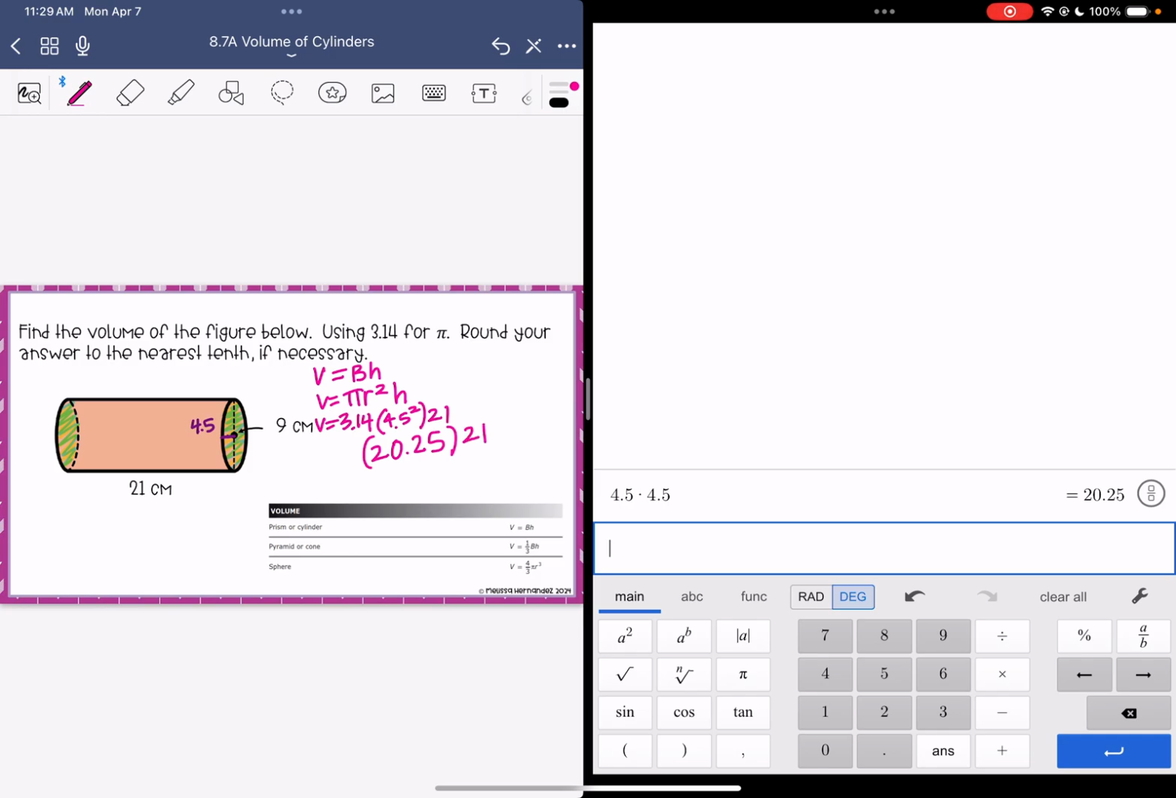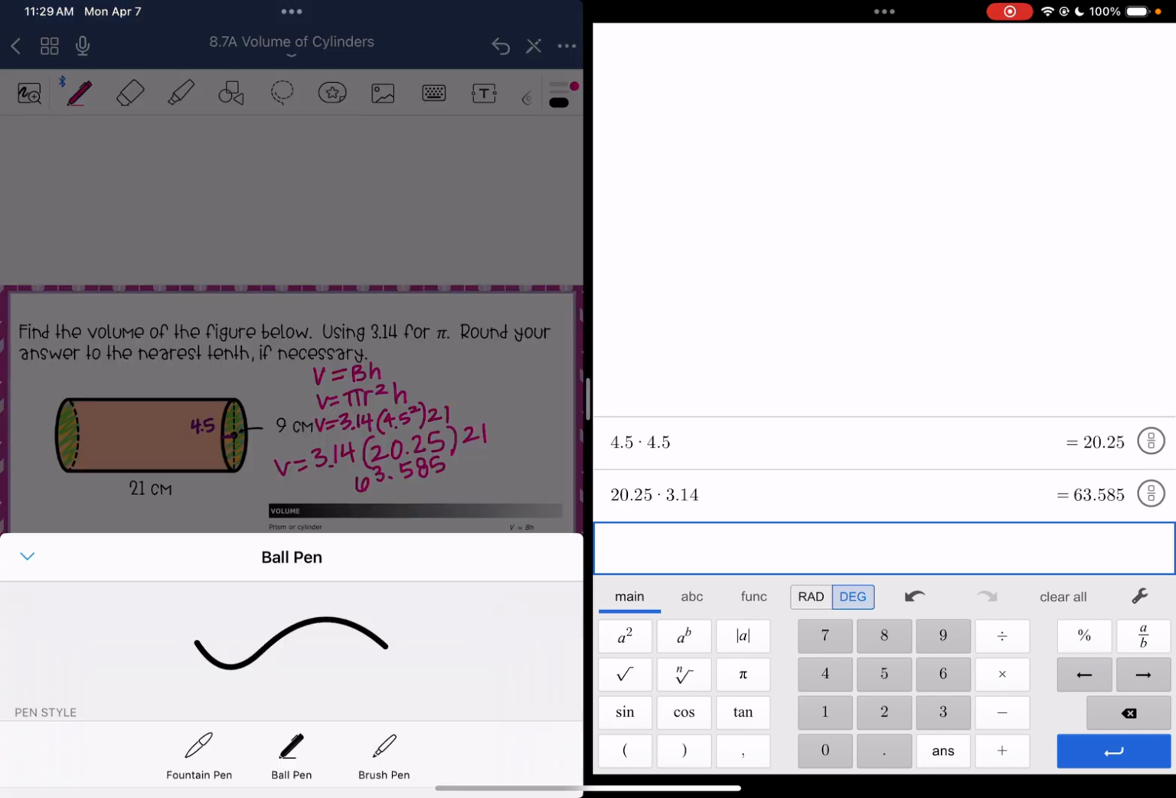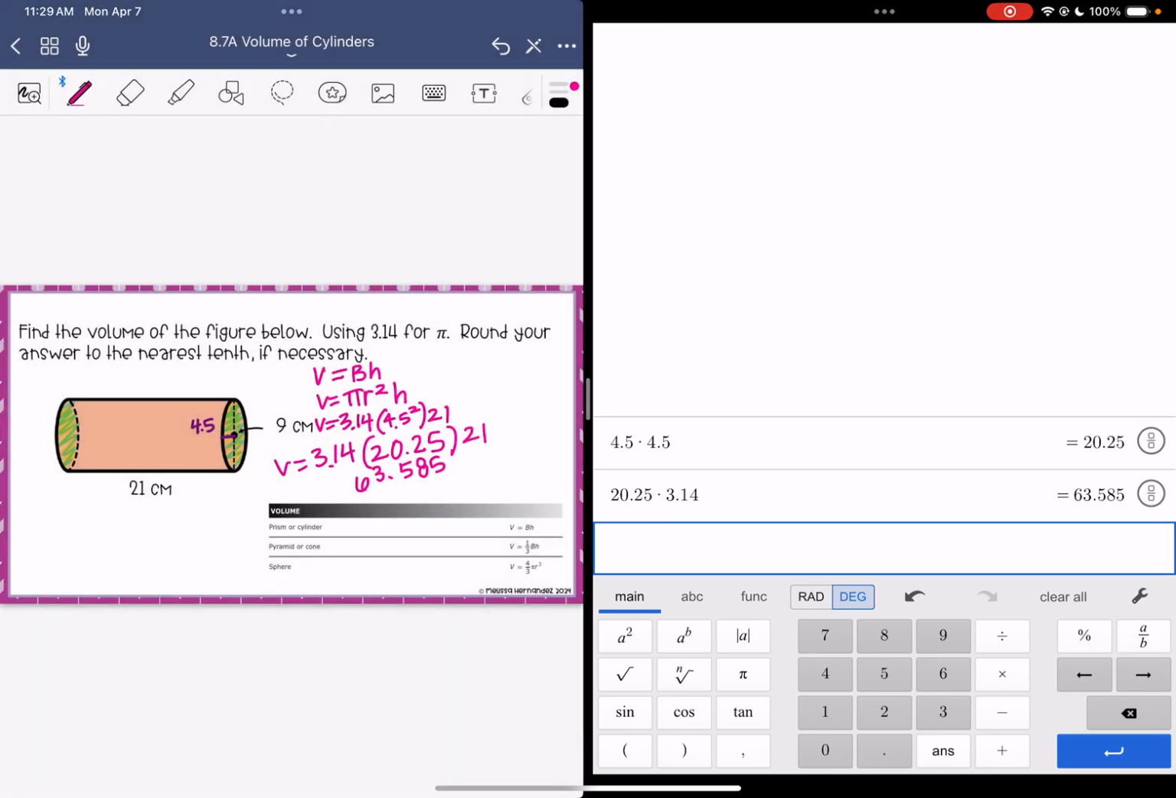I'm going to bring down the other values. And I'm only going to multiply the first two and get that answer. And that's going to give me 63.585. And then I'm going to multiply that with 21.